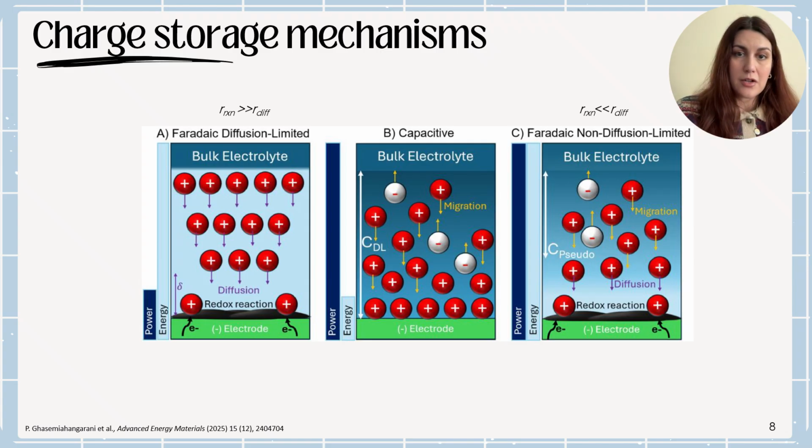Contrary, for a Faraday non-diffusion limited, else called pseudocapacitive system, the rate of diffusion is bigger than the rate of the electrochemical reaction. And then the electrochemical reaction is essentially the rate limiting step. Essentially, a pseudocapacitive charge storage happens when mass transport of the electroactive component on the surface of the electrode is faster than the rate of the electrochemical redox reaction. Many systems, however, as we said, practically work under mixed regimes where both phenomena affect the total current density.